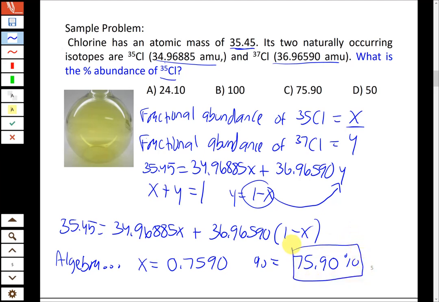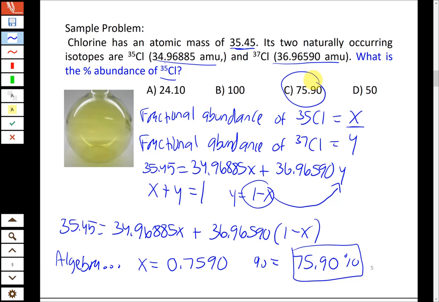And that matches choice C. Okay, so that means the other isotope, this is almost 76%, the other isotope is a little bit over 24%. So again, they add up to 100%. All right, so that's how you would solve a problem like this, where we're, in this case, asking you to solve for an abundance. It requires some algebra, but it's the same concept, same basic equation that you're starting with.